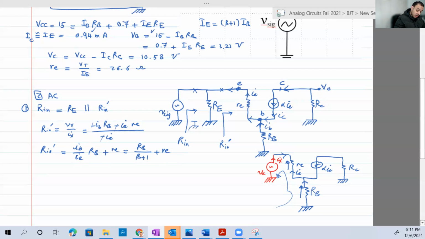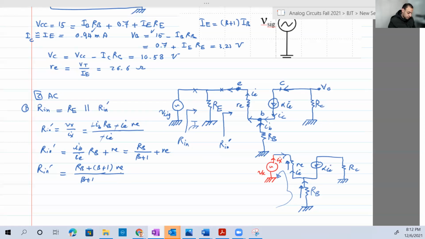You can simplify this. So Rn dash equals beta plus 1 times RB plus beta plus 1 RE small, which is R by. The relation between R by and RE small is just beta plus 1, because the relation between IB and IE is also beta plus 1. IE is equal to beta plus 1 IB, and the opposite for the resistance because it's opposite of the current. R by is equal to beta plus 1 RE small.